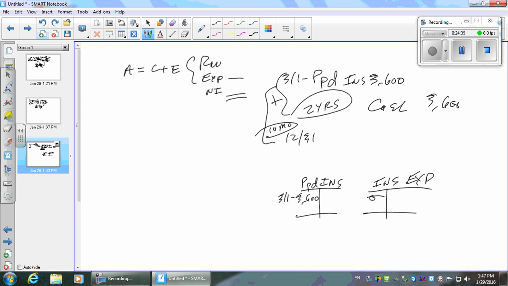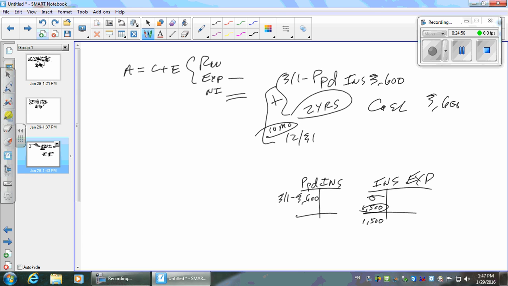Okay, what do you want the balance to be in prepaid and insurance expense at the end of the year? We just calculated $1,500 for insurance expense, didn't we? I want this to be $1,500. Well, what are you going to do? Debit insurance expense for $1,500, and that's your adjusting journal entry.